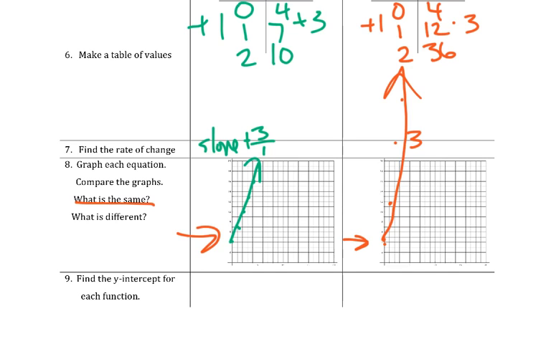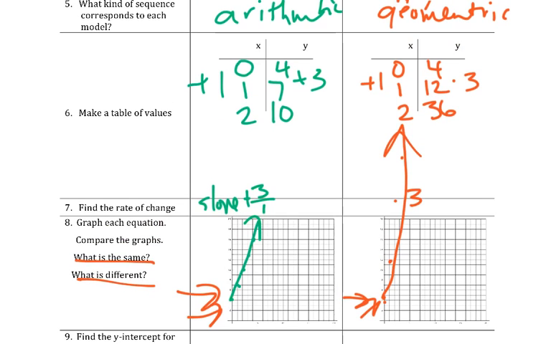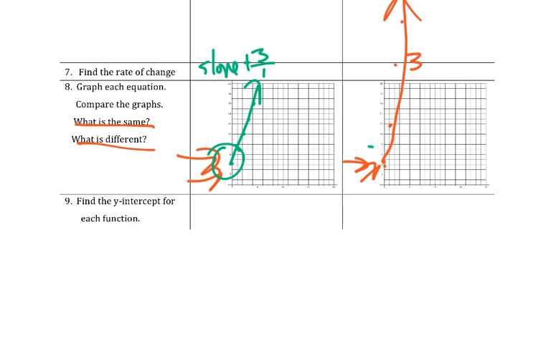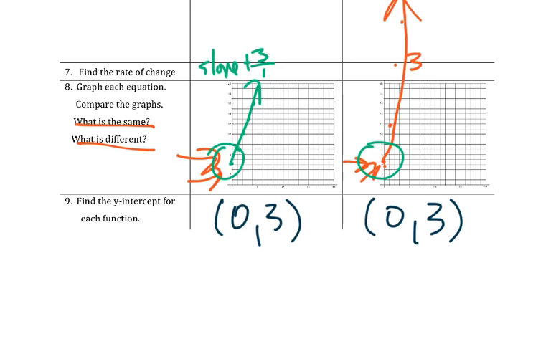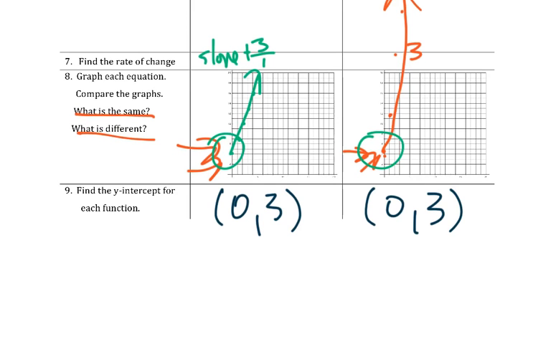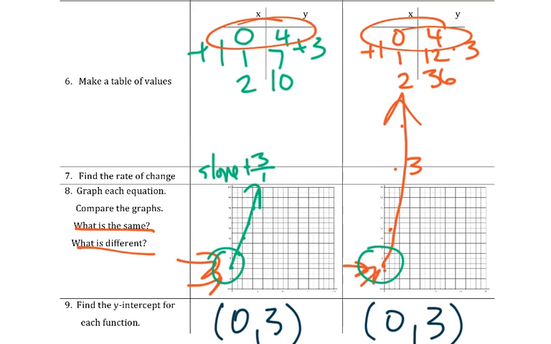Okay, so it's the same. Well, they have the same Y-intercept. Okay, they're growing by the same number. It's just one is added and one is multiplied, so that's what's different, is how they're growing. Okay, so the Y-intercept, you can see it in the table here and here, or here and here, and so they both have the same Y-intercept, 0, 3. All right. Okay, well, there we go with that one.